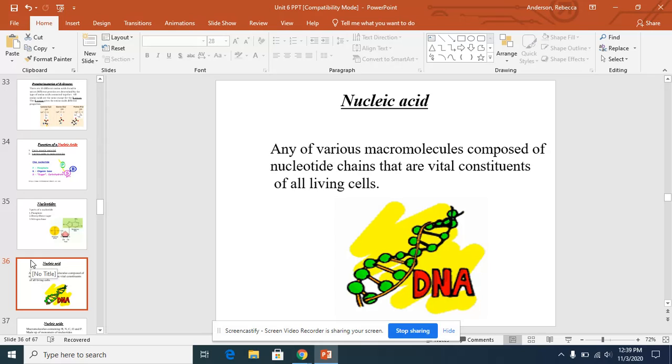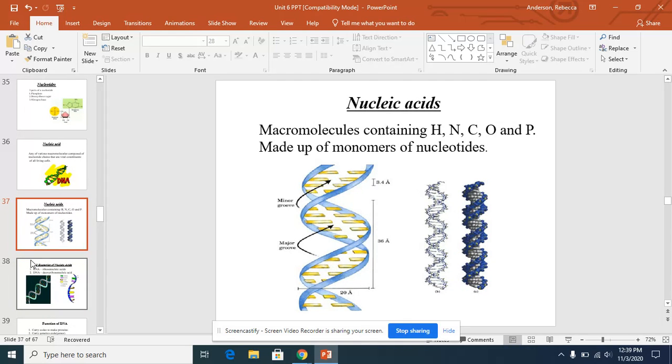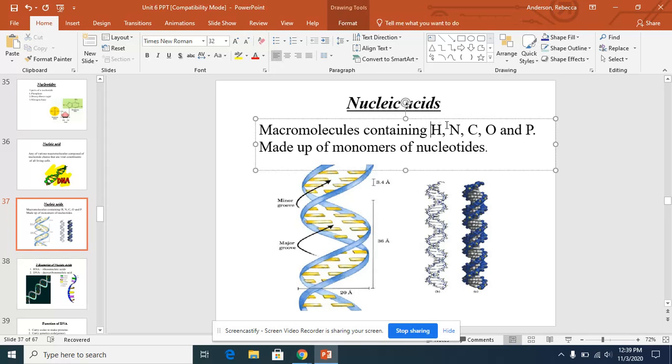Nucleic acid, any variation of macromolecules composed of nucleotide chains that are vital constituents of living cells. Well, here's an example of it right here, DNA, but that also includes RNA. So macromolecules, they contain H, N, C, O, and P. With proteins, we know proteins contain all of this. So the one difference between proteins and nucleic acids is nucleic acids also has phosphorus or P.